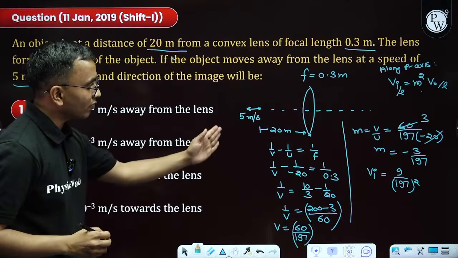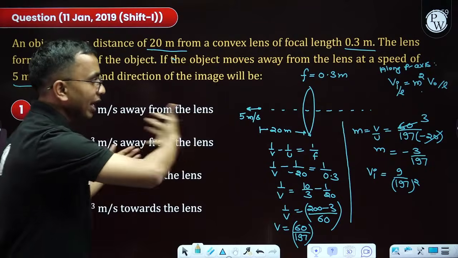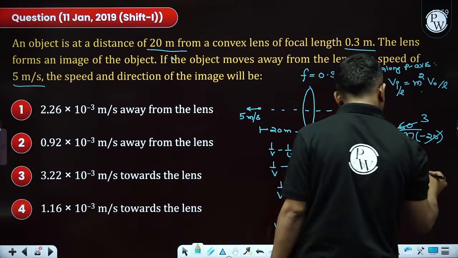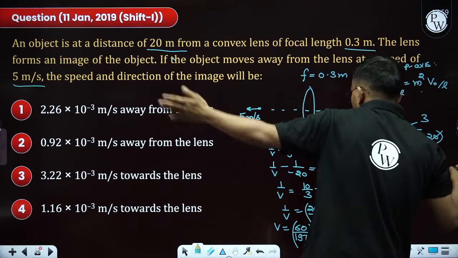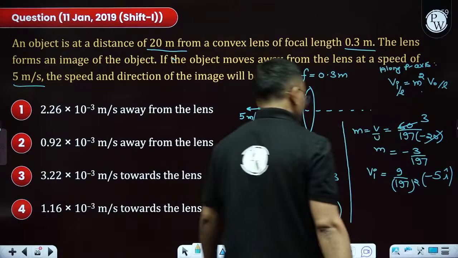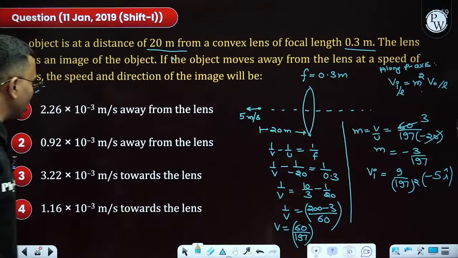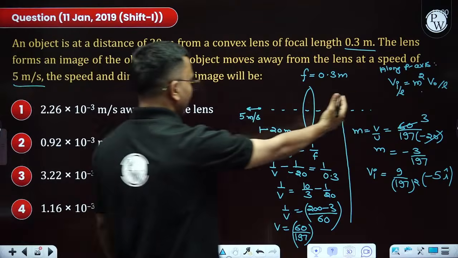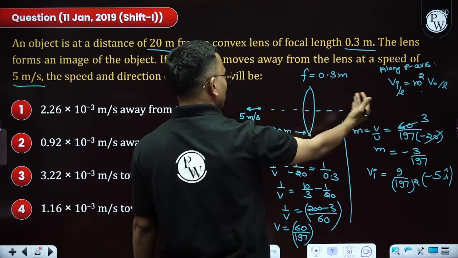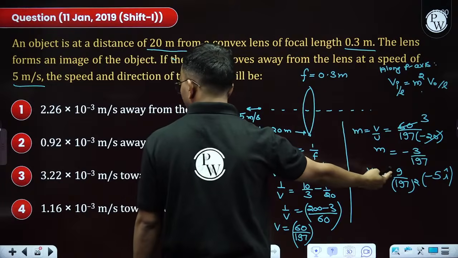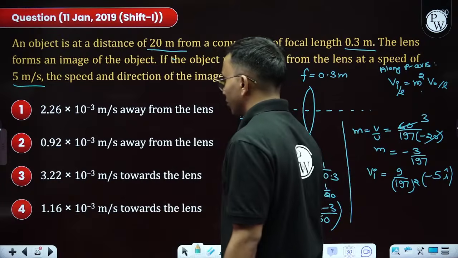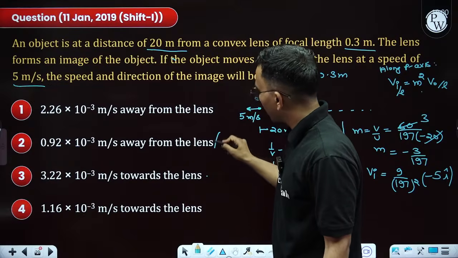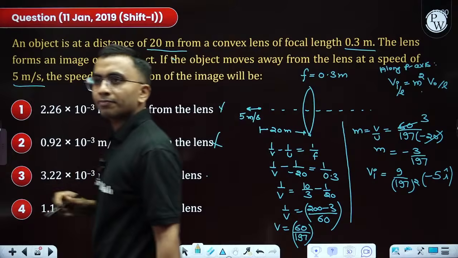What is the velocity of object? Velocity of object is minus 5 towards the negative x-axis. Okay, so I can say minus 5, or if I take i cap, minus 5 i cap, like that. So the velocity of image comes out to be like this. So it is moving towards the lens. Yes. Okay, so the image is moving towards the lens and with this much velocity. Now we can do the calculations and see which one is correct according to the magnitude. Away from the lens are incorrect.